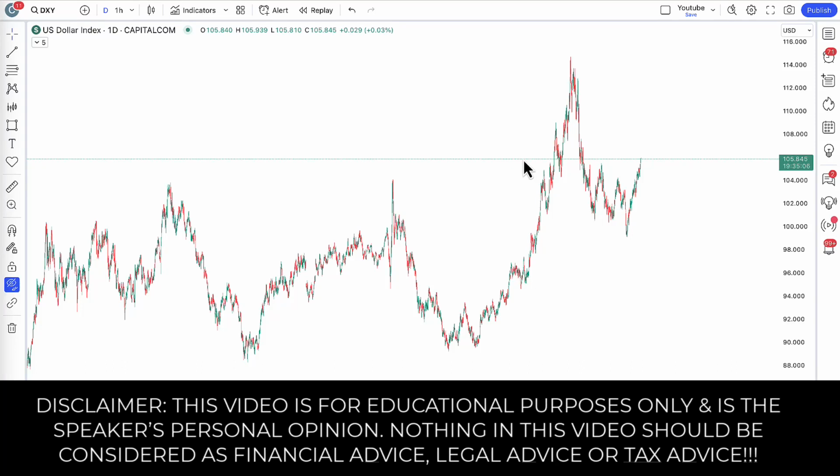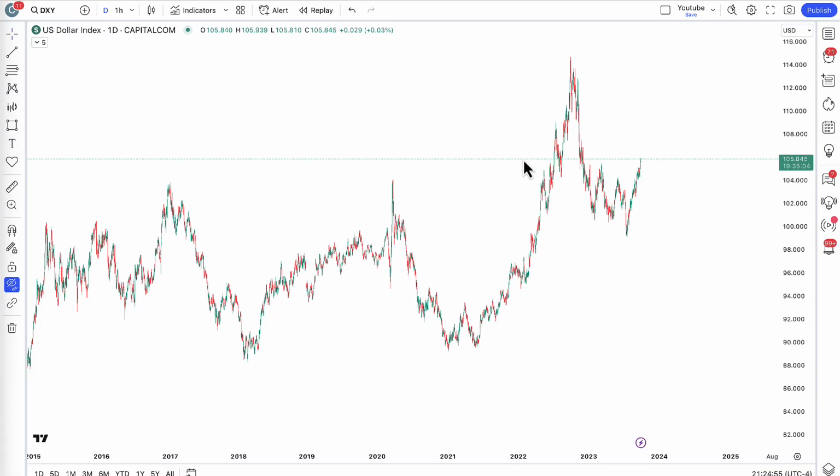What is up, guys? Dirk here with an update on the dollar index, the DXY specifically, because this chart in particular is very much responsible for what is happening in crypto and in the stock market and the US dollar pairings. So let's dive straight in.